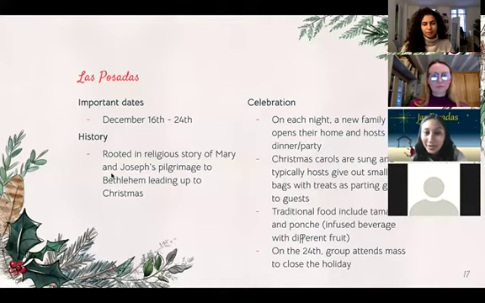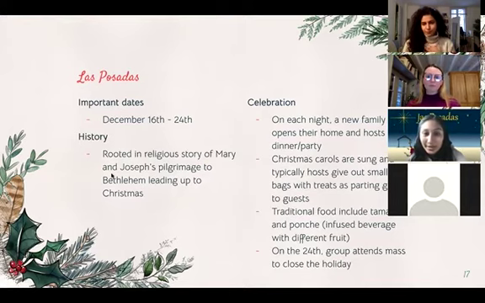Posadas are typically celebrated starting December 16th, leading up to Christmas Day. So it ends on the 24th, making it a 9-day long event. Again, it is rooted in the religious story of Mary and Joseph's pilgrimage and journey to Bethlehem, leading up to the birth of Jesus on Christmas Day.